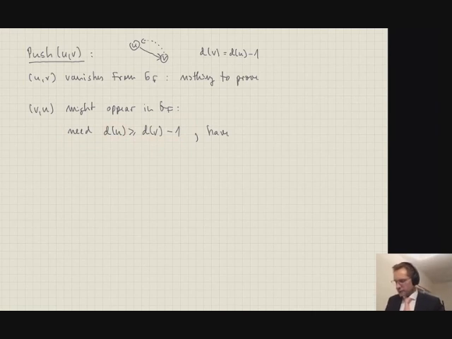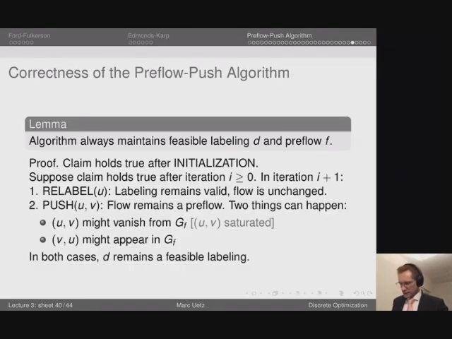But what we actually have, because we pushed only in this situation up here, is even more. We know that D of U is equal to D of V plus 1. So we are fine. Also for the new edge that might appear in the residual graph, the labeling remains a feasible labeling. So we are fine with this case here, and hence in both cases the labeling remains a feasible labeling, and the lemma is proved.